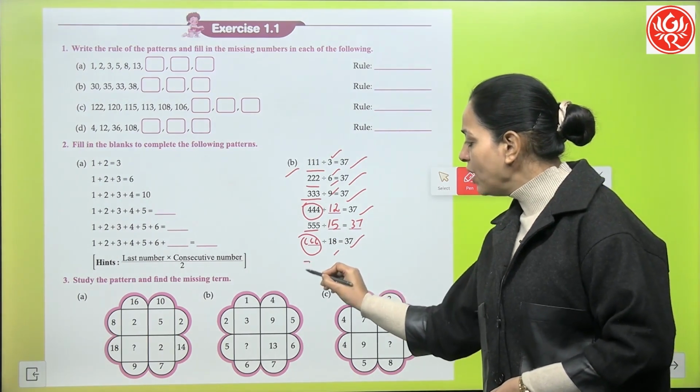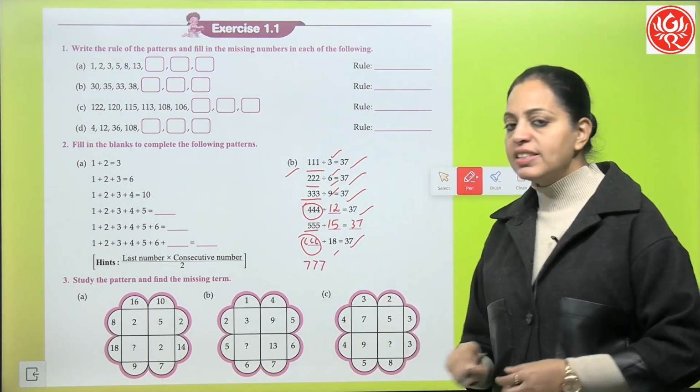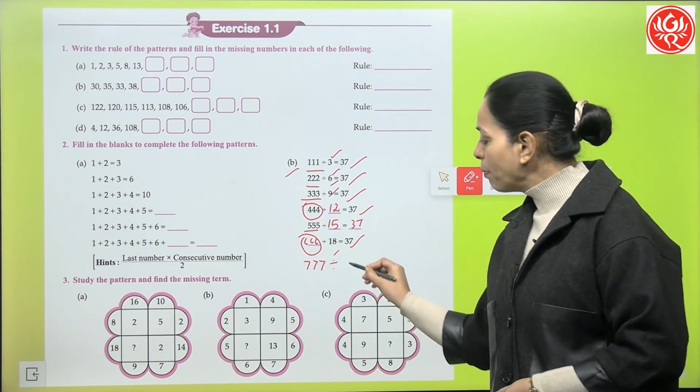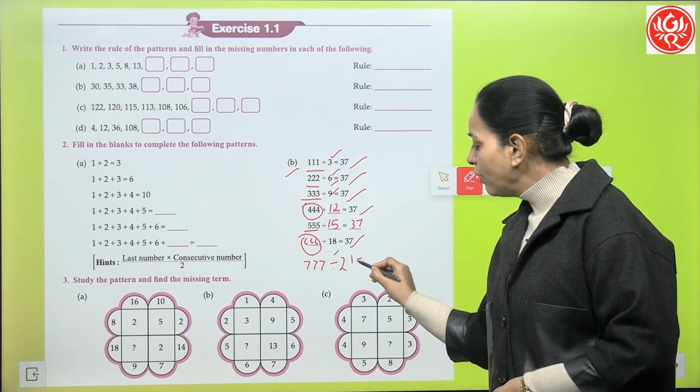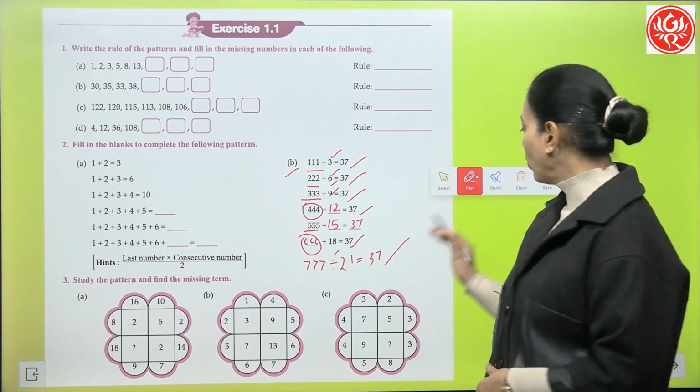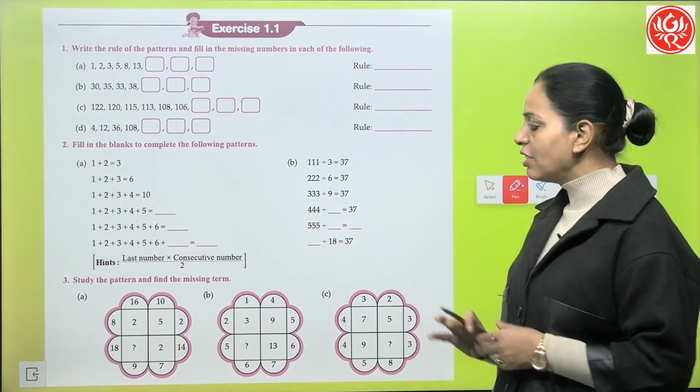The next would be 777. Divide by the next multiple, that is 21. That is 37. Very interesting. Okay. So I hope this is clear to you.